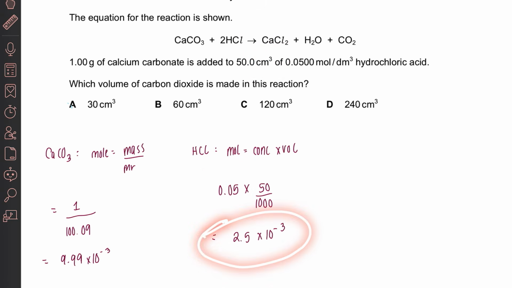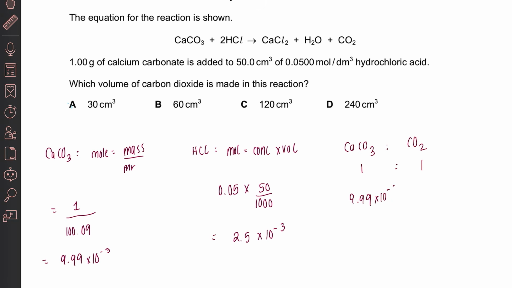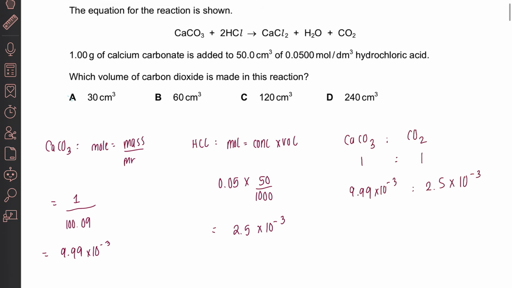The answer is this. Now, using the ratio method, we're going to find which of them is going to produce the smallest amount of carbon dioxide. Okay, so you have CaCO3 and carbon dioxide. So the ratio is 1:1, and then that's going to be 9.99 times 10 power negative 3, and then 2.5 times 10 power negative 3. Now we can't use that directly.